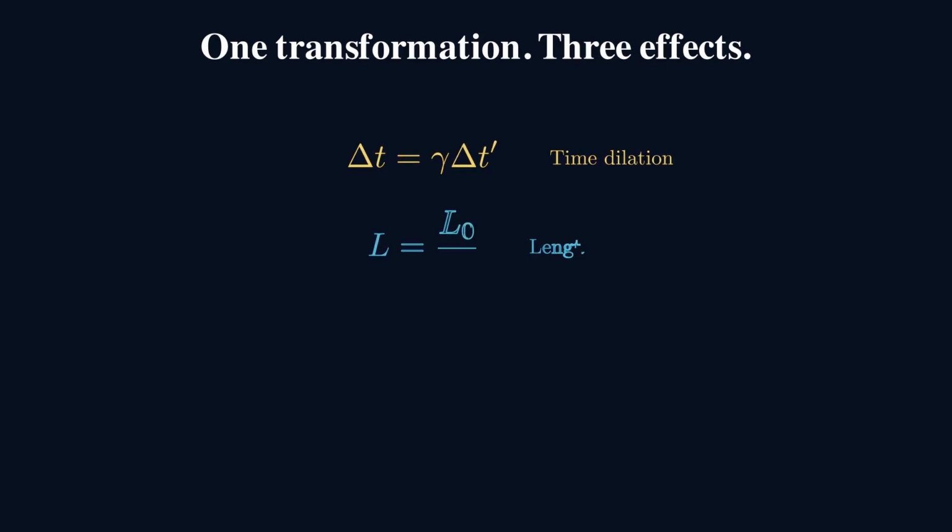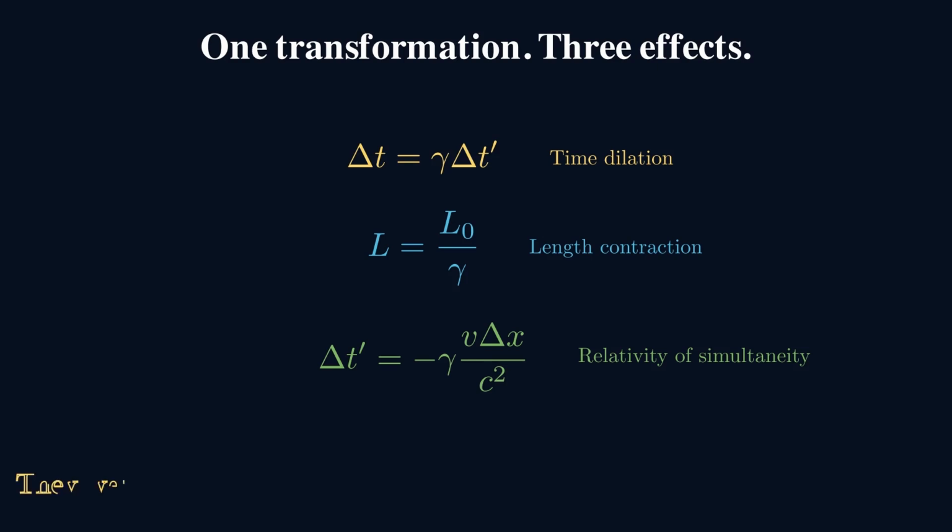So we can see that one transformation, the Lorentz transformation, leads to three separate effects: time dilation, length contraction, and simultaneity. So it's a pretty remarkable set of equations.